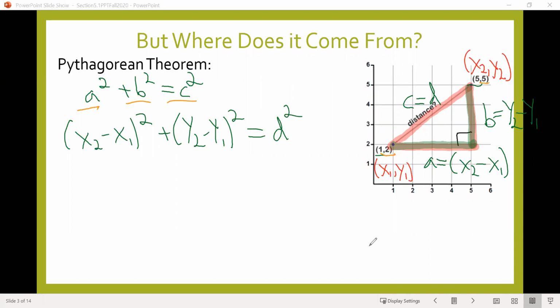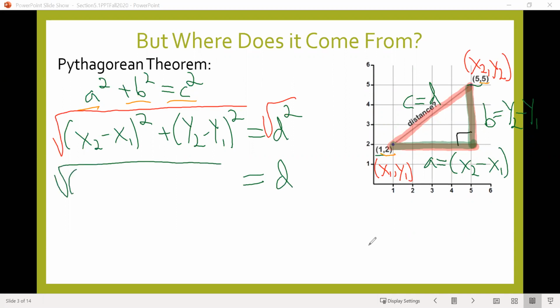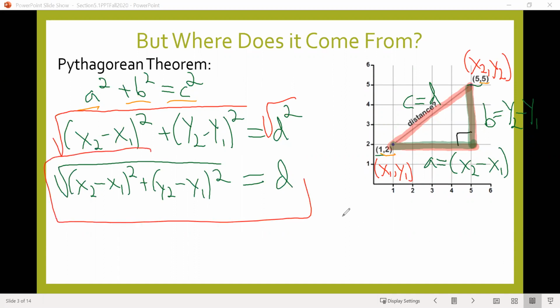And then notice we can solve for D by taking the square root on both sides. So take a square root of the entire left-hand side. And notice on the right-hand side, the square root and the D squared, those cancel each other out. So we just have a D. And so then we end up with D equals the square root of (x2 minus x1) squared plus (y2 minus y1) squared. Okay, and that is where the distance formula comes from.